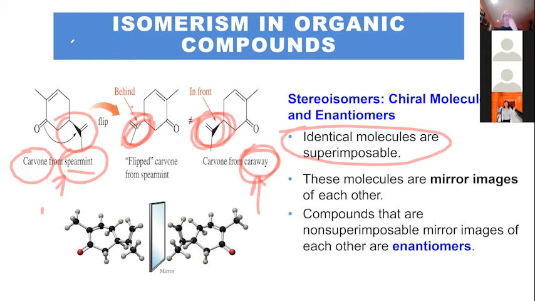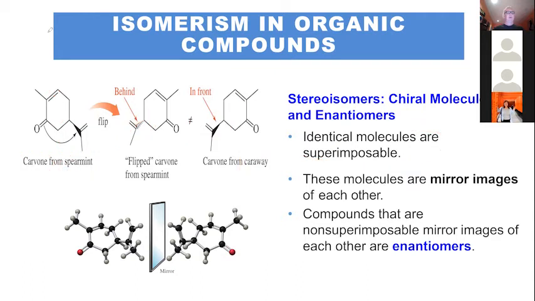The receptors in your body can tell the difference because they are sensitive to shapes. Things have to fit into those receptors like a key in a lock. So this does not fit into the same receptor that this one does, and so your body can tell the difference. We have some other examples as well.